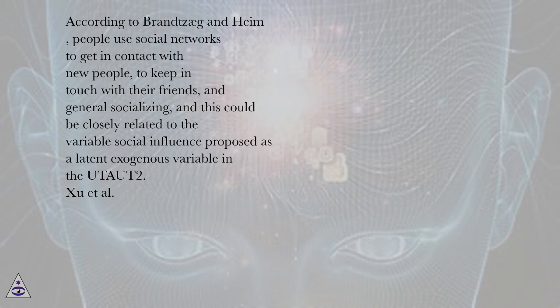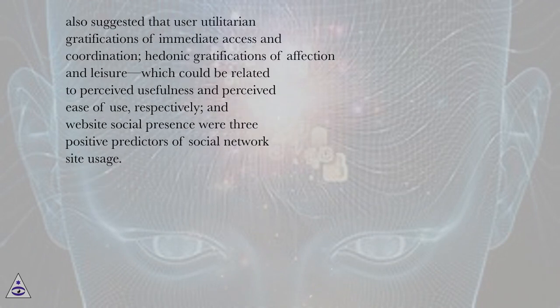Xu et al. also suggested that user utilitarian gratifications of immediate access and coordination, hedonic gratifications of affection and leisure, which could be related to perceived usefulness and perceived ease of use, respectively, and website social presence were 3 positive predictors of social network site usage.